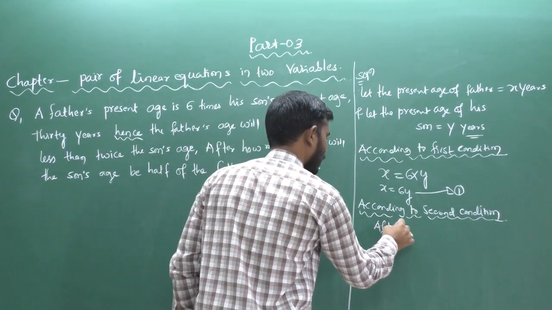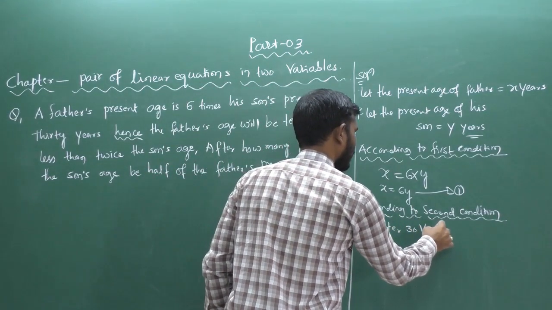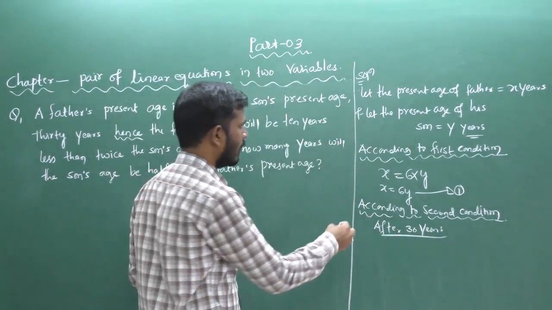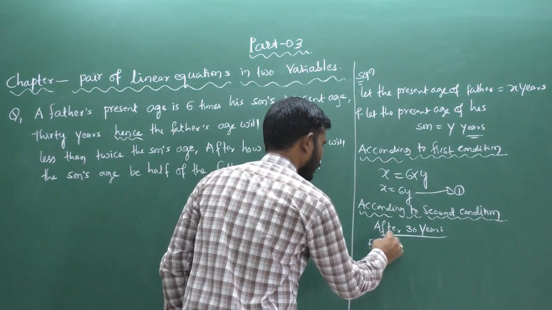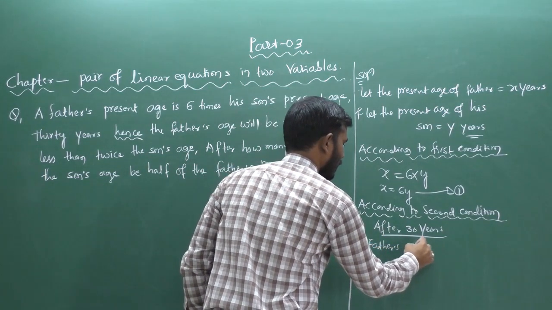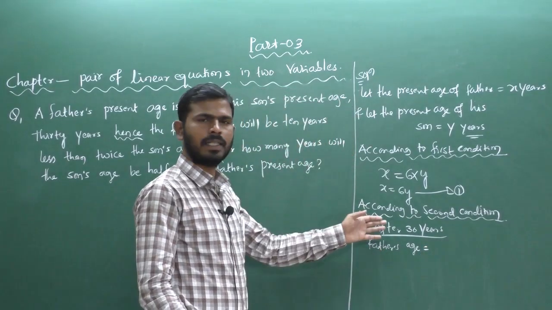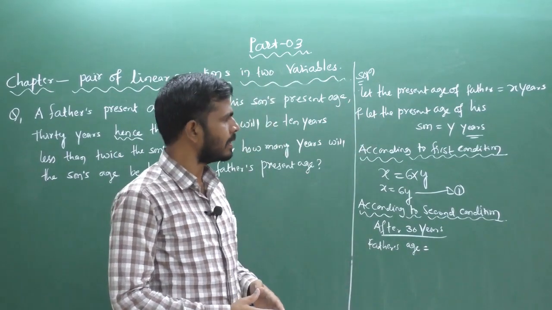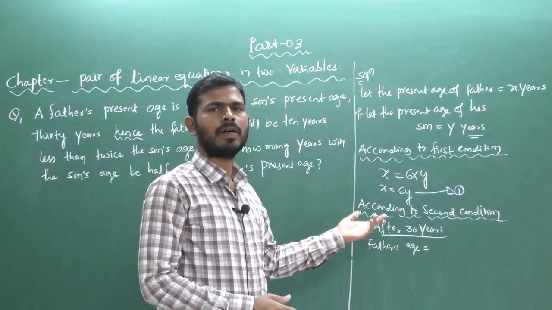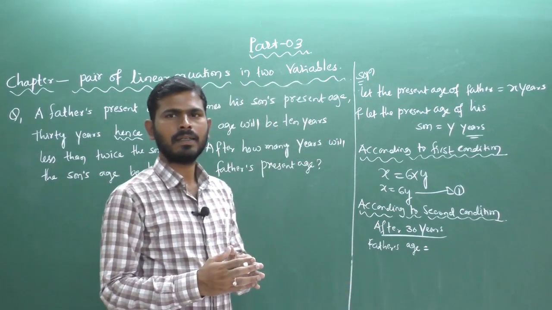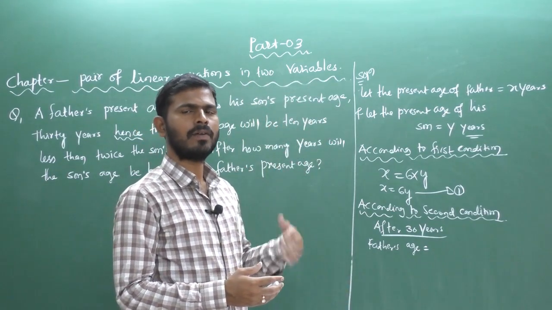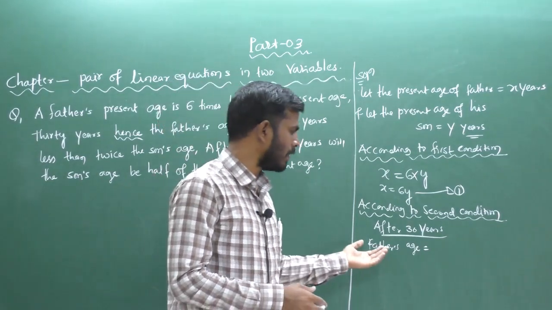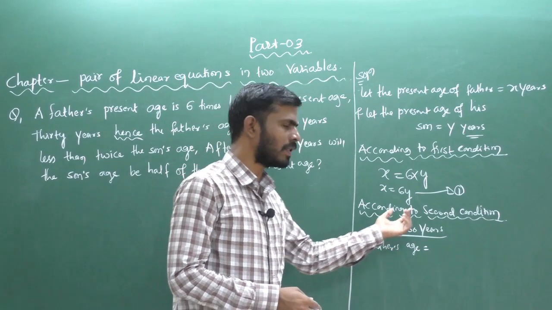After 30 years, what is the father's age? The father's present age is x years. After 30 years, what is the father's age? That is plus 30. Ago means you have to subtract, but after means you add, because you have to add the years to your age. So it will become plus. That's why I take it here as after 30 years.